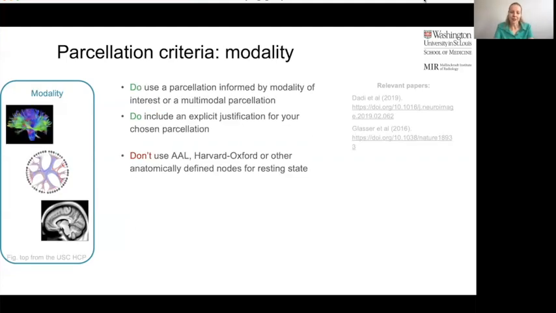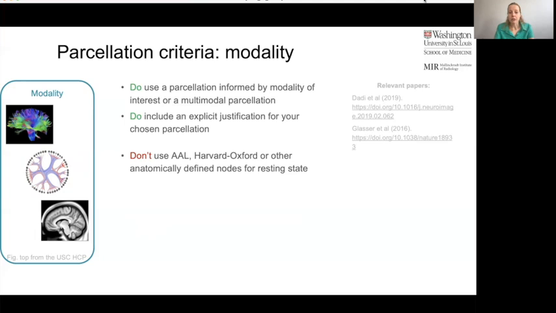The last consideration that we're going to talk about is the imaging modality that you're working with. Network neuroscience analysis gets done using resting state fMRI, diffusion data, and other modalities as well. However, the nodes from one modality are not necessarily the best option to use in a different modality. That's because the borders of structural organization don't always align particularly well with the borders of functional organization in the brain. And so what I would recommend is to use a parcellation, whether you do it on your own data or whether it's from the literature, and a node definition that is informed by the modality for your study.